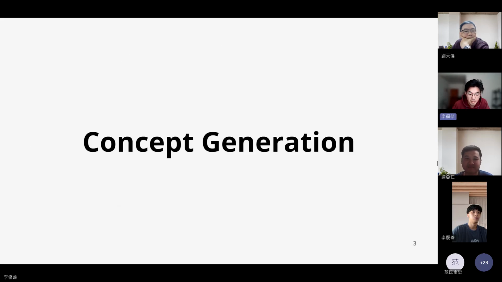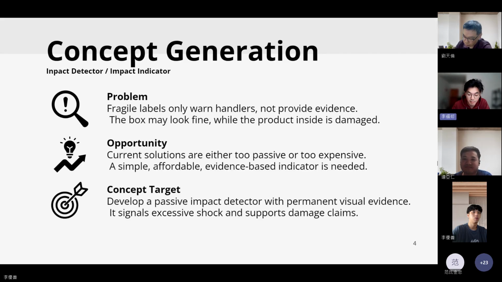In this part, I will explain our concept generation and our project idea. Our product idea is an impact detector for package delivery. The goal is simple: we want to show if the package has received a strong impact during shipment. This product not only gives warning labels, but gives visual evidence when the package is dropped or hit.